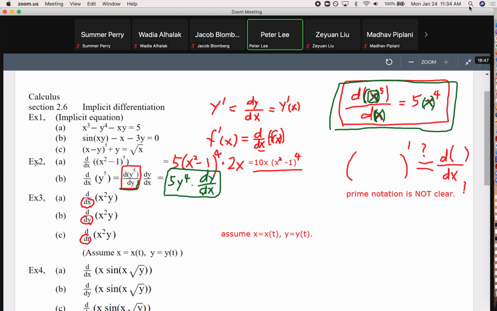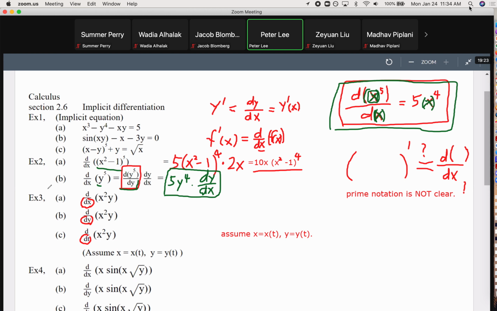So if you compare this example 2b to example 2a, they're actually very similar. If we let y be x squared minus 1, then they're exactly the same thing. Whereas in example 2b, we just wrote it as y, in example 2a, we're letting y be x squared minus 1. So example 2a is actually a special case of part B. Again, part A is a special case of part B. That's all it is. Besides that, they're exactly the same.